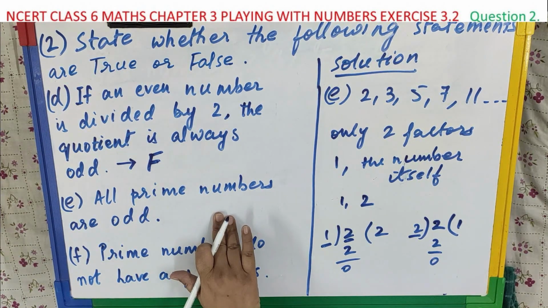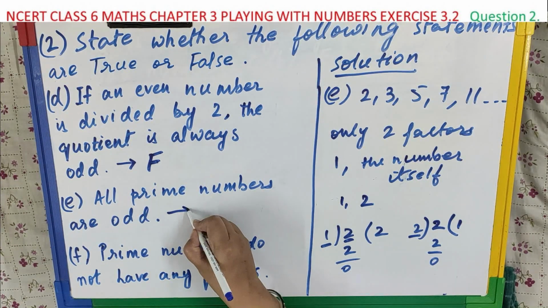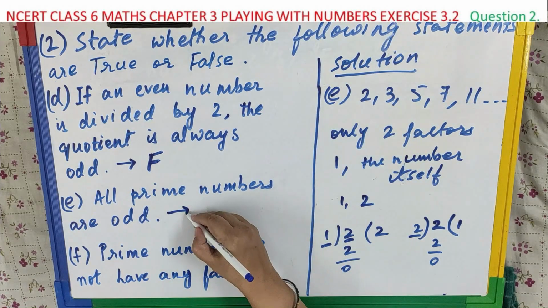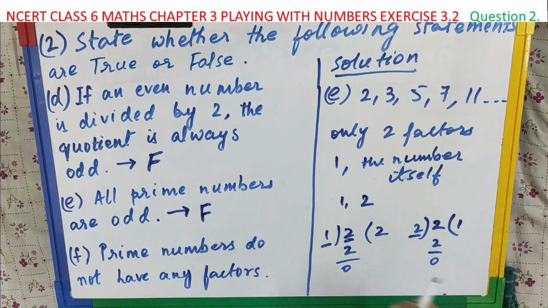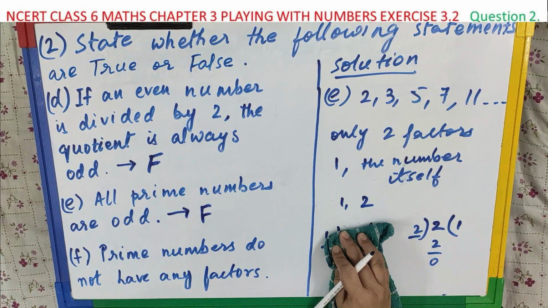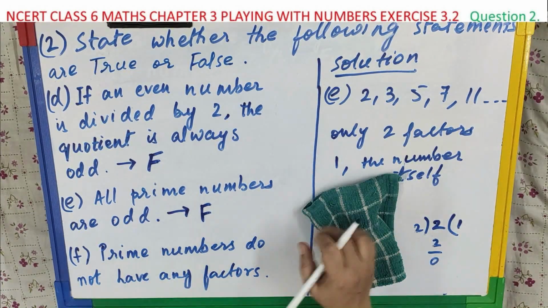All prime numbers are odd? No, all prime numbers are not odd. 2 is also a prime number, and it is not odd. So it is a false statement. It is a wrong statement. So we will mark it as F. Okay. Now let us do question number F.